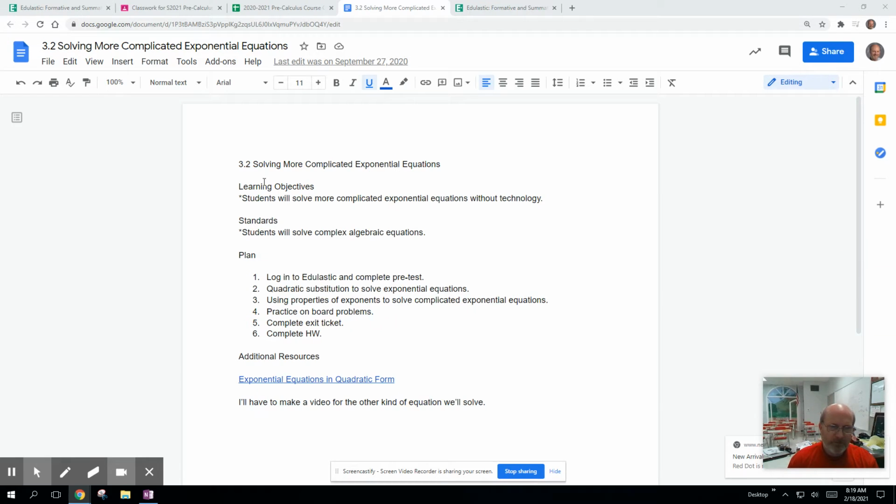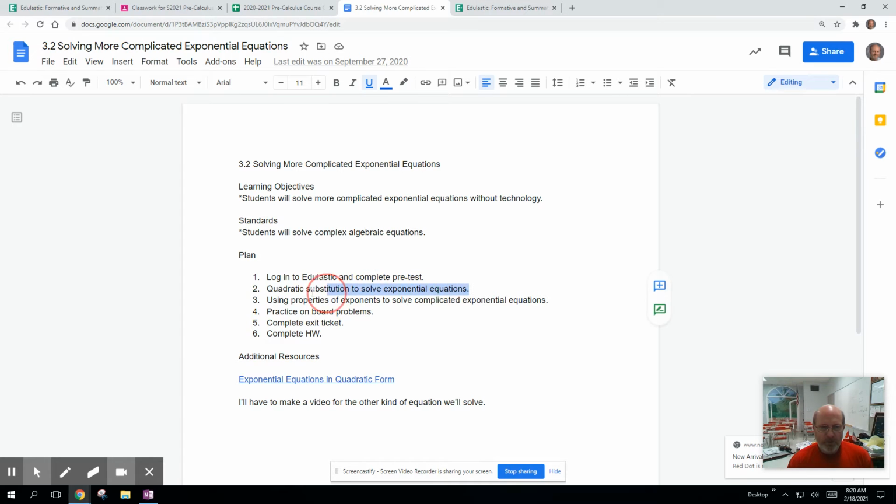Hey, for lesson 3.2, we're going to solve more complicated exponential equations. Yesterday, you solved some pretty simple ones where you just had to rewrite both sides of the equation as a power of the same base, and then you could set the powers equal to each other. This is going to be a little more involved.